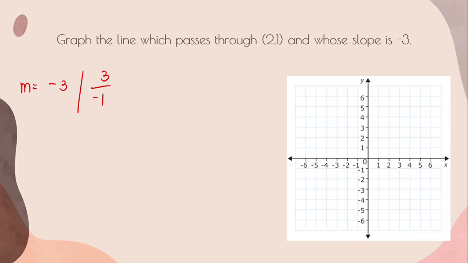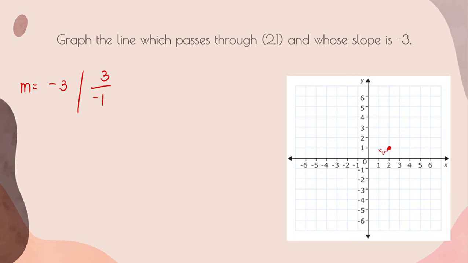So let's try to graph this one. First, let's locate the point (2, 1). It's located here in quadrant 1. So this is (2, 1). And then we have the run, which is -1. So we're going to move 1 unit to the left.